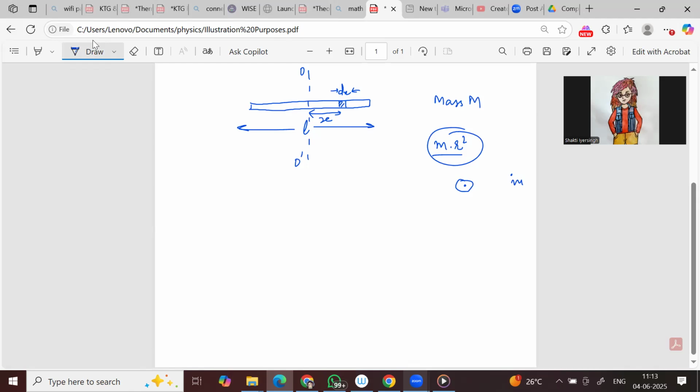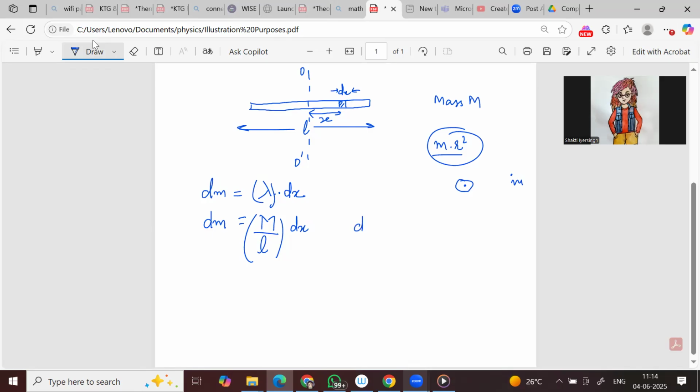So now we can find out what is the mass of this element. So the mass of this element is going to be the linear mass density of this rod times the length of this element, which is dx. What is the linear mass density of this rod? That's the total mass of the rod divided by its entire length. That is the mass per unit length times dx. This will give us the dm for the point mass element.